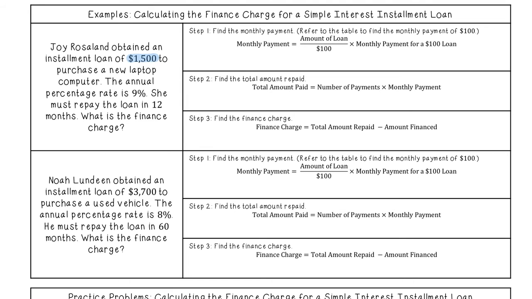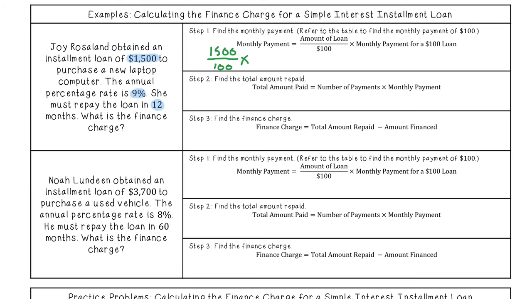This guy got a loan of $1,500 at a 9% interest rate that takes 12 months to pay off. So to calculate my monthly payment, I take the amount of this loan, $1,500, and you're always going to divide it by 100, and multiply it by the amount you'd pay from that table. So you've got to flip your page back, and as you're doing that, I'll kind of explain.